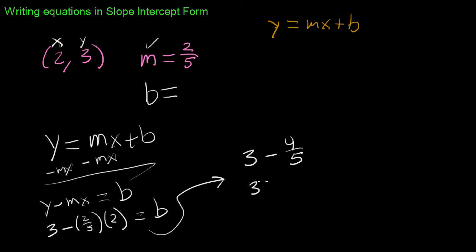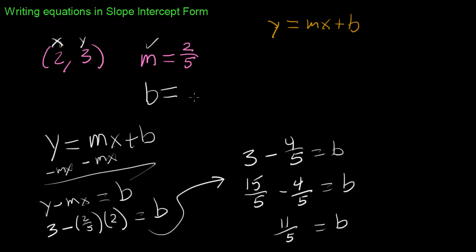3 is, of course, 15/5, like we just talked about. Isn't that funny? It's not funny at all. We should get the same answer. So 15/5 minus 4/5 equals b, which gives us 11/5 for b, meaning that if we know m and we know b, we can just plug in: y equals 2/5 x plus 11/5.